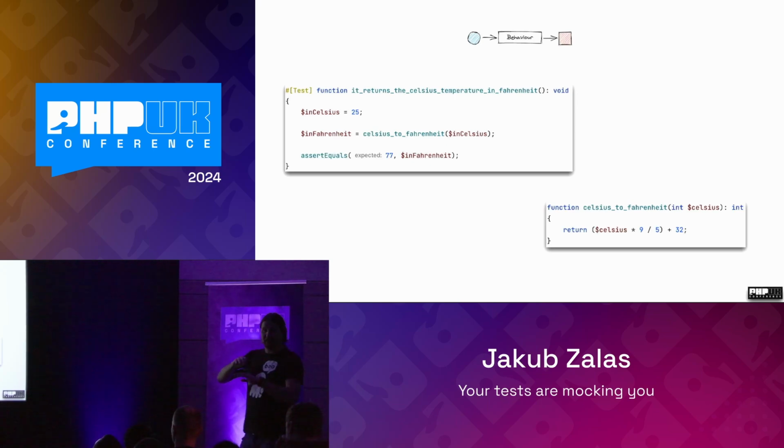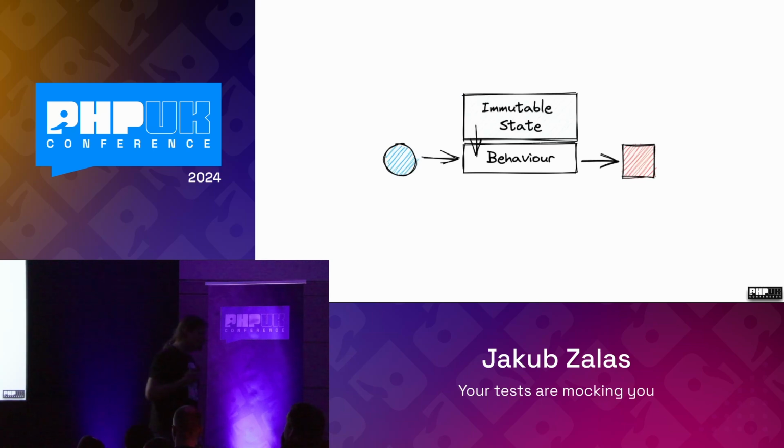So that's the best test we can hope for, because it follows the standard pattern. Given the input, when we invoke the action, then we expect some output. Given when then, arrange, act, assert, no side effects.